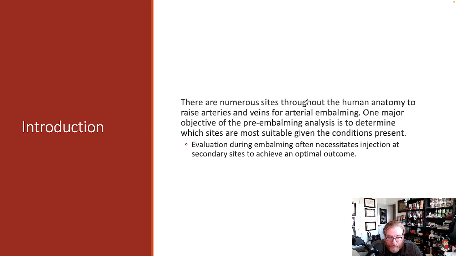So, there are numerous sites throughout the human anatomy to raise arteries and veins for arterial embalming. One major objective of the pre-embalming analysis is to determine which sites are the most suitable given what you have in front of you. Evaluation during embalming often necessitates injection at secondary sites to achieve an optimal outcome. Now, important thing here. Some people forget this for some reason. It is perfectly okay to supplement an injection. You don't have to be proud that it's a one-point injection. You should be proud you did a good job. And that's what really matters.